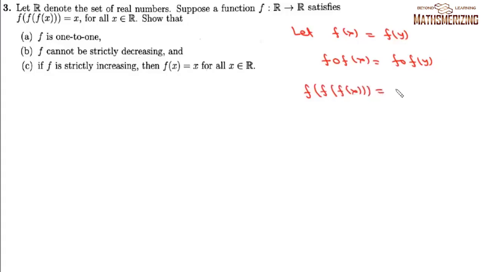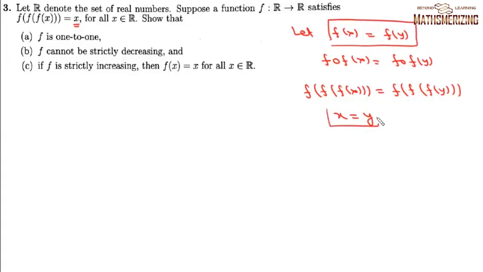Now it is given that f of f x is simply x. So from here we can say this x is equal to y. So when we assume f x equals f y, the only condition that we get is x equals y. That means this function f is a 1-1 function. So this is your part A.